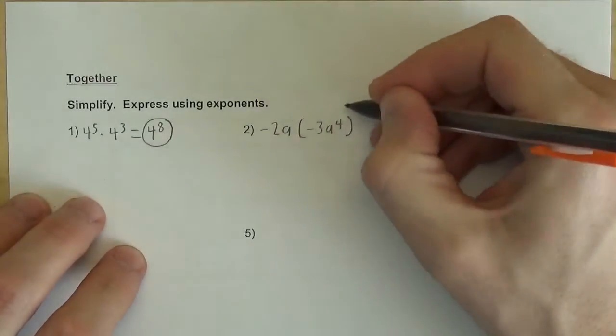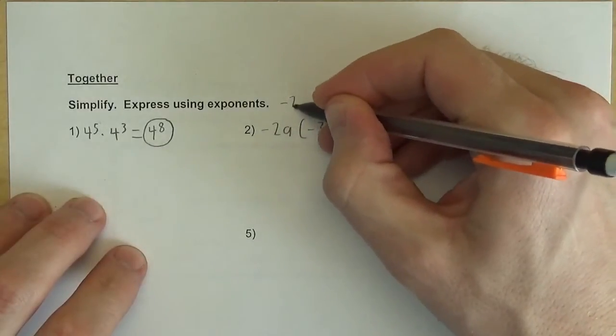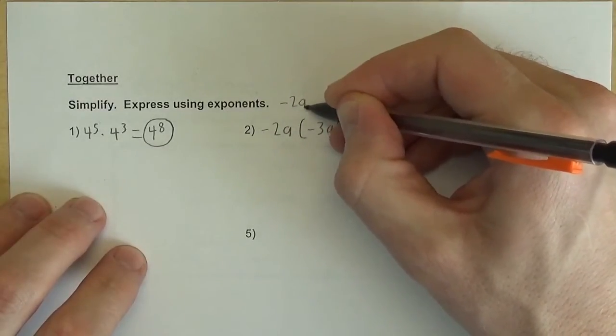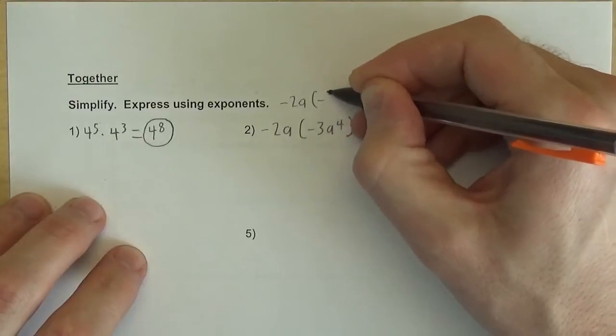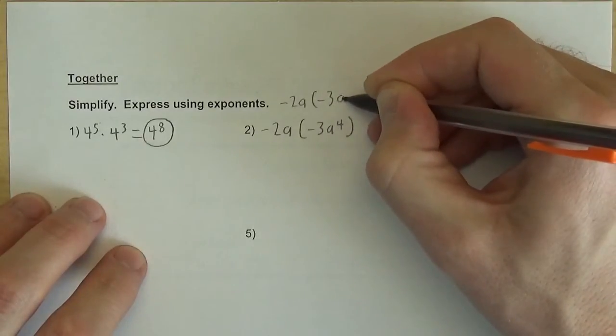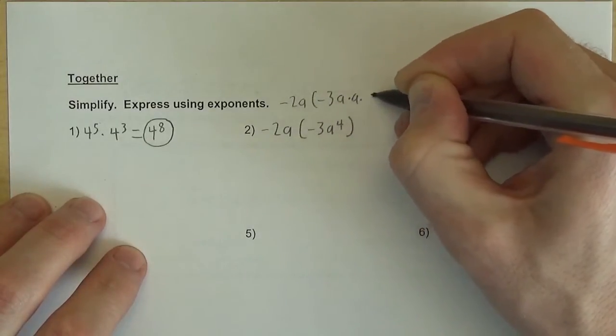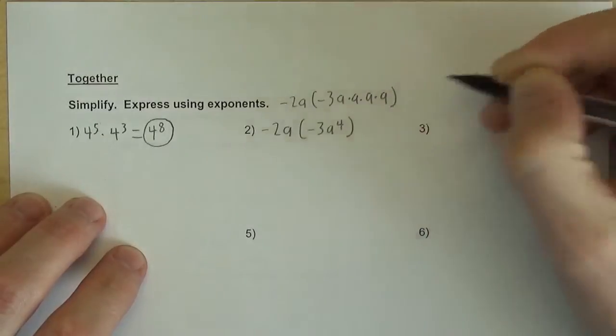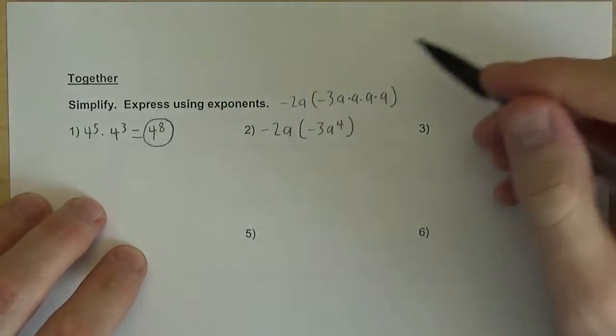So let's go ahead and write out, I want you to write this out with me here, what this would be if we didn't write this with exponents. It'd be -2a times -3, and then a times itself 4 times. So a times a times a times a. So this is literally what we would have without the exponents.